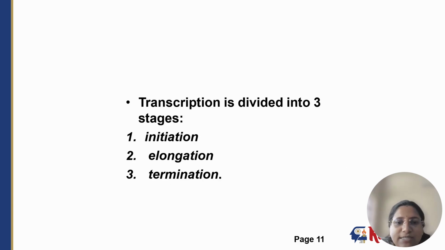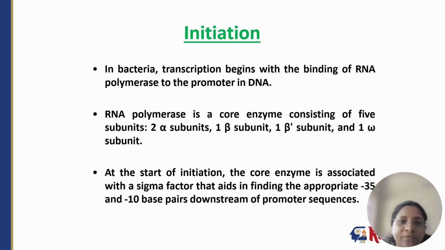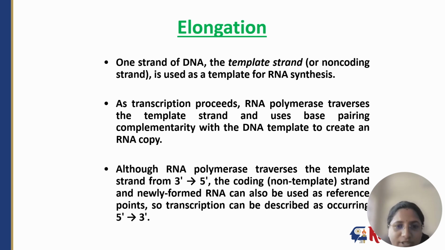So this transcription is divided into three steps. First is initiation, then elongation and termination. In the initiation process, especially in bacteria, transcription begins with the binding of RNA polymerase to the promoter in the DNA. This polymerase is a core enzyme that consists of 5 subunits: 2 alpha subunits, 1 beta subunit, 1 beta dash subunit, and 1 omega subunit. At the start of initiation, the core enzyme is associated with the sigma factor that aids in finding the appropriate -35 to -10 base pairs of the promoter sequences.